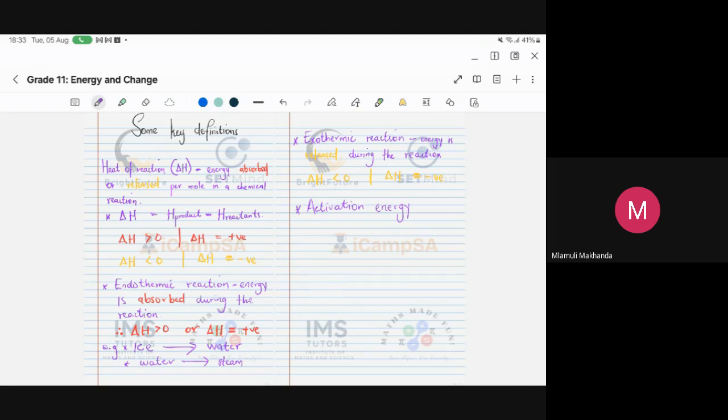It's just the minimum amount of energy needed for a reaction to occur. Right. So that is what you would call activation energy.